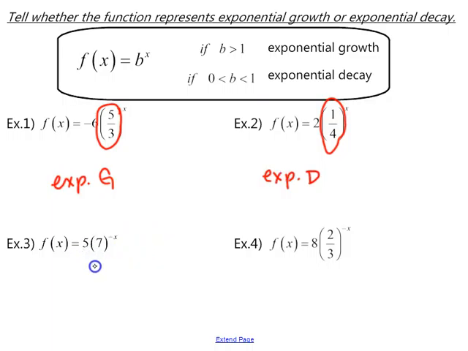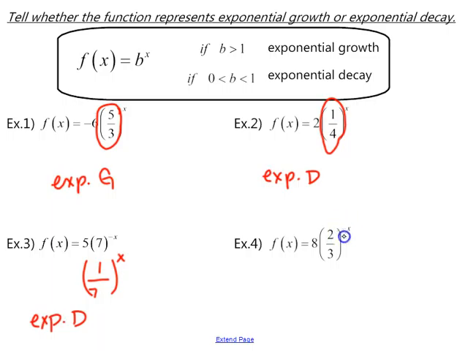Example 3 and 4, they have negative exponents. So the first thing is we need to make those negative exponents positive. So remember, to make a negative exponent positive, you switch the numbers in the fraction. So the 7 is actually going to go to the bottom of the fraction into the denominator. Then that exponent becomes positive. So now when we look at our b, the base of the exponent, 1/7 is bigger than 0 but less than 1, so this is going to be an exponential decay.